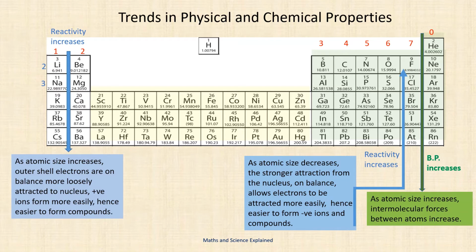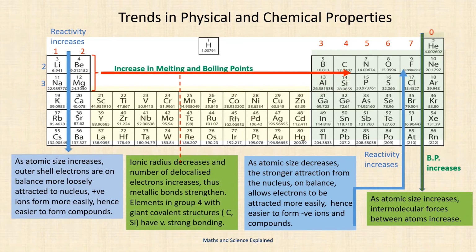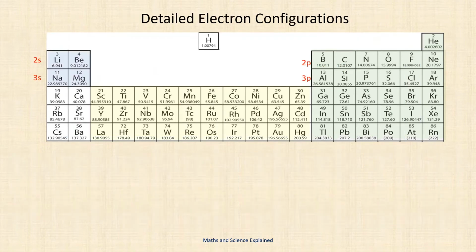Lastly, let's look at the trend across periods 2 and 3. As we move from left to right up to group 4, the melting points and boiling points increase. For metals, this is because more electrons are lost to form ions, which both decreases the ionic radius and increases the number of delocalized electrons. This leads to metallic bonding strengthening. In group 4, elements with giant covalent structures such as carbon and silicon have very strong bonding and high melting points and boiling points. When we get to group 5 onwards, the elements are non-metallic and more subtle trends apply.